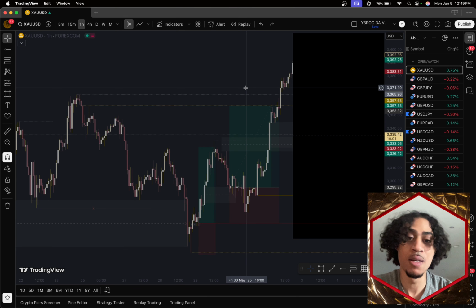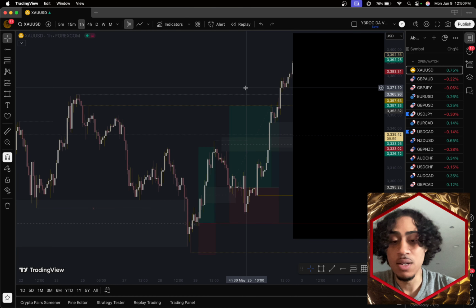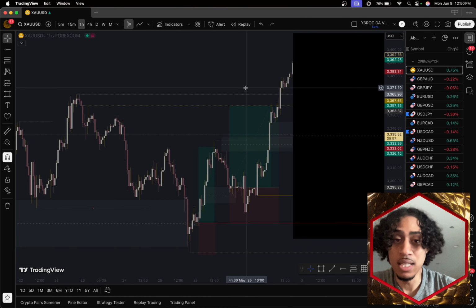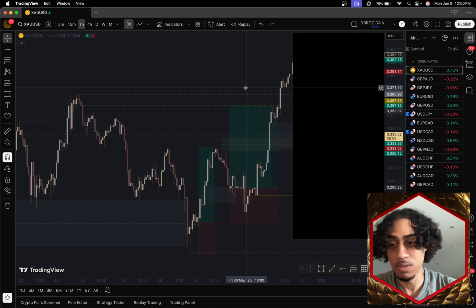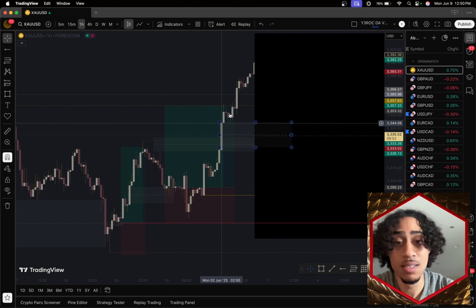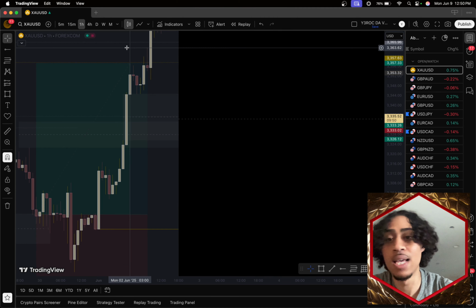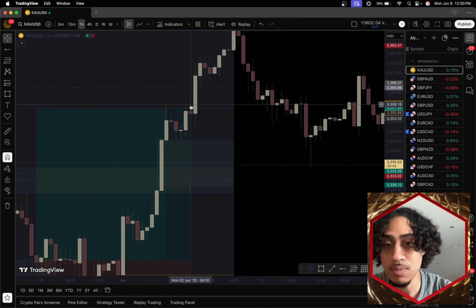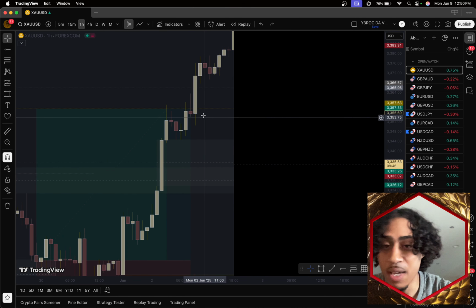I didn't feel like staying up and watching it, or just leaving it to do its thing and then potentially losing out on my profits. You know what I'm saying. So I decided to close it out, because this last trade, this last candle where I closed it right here, it wasn't looking too good.